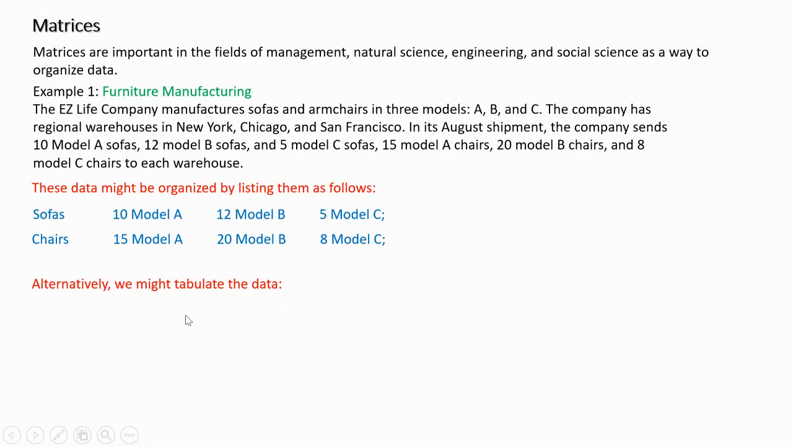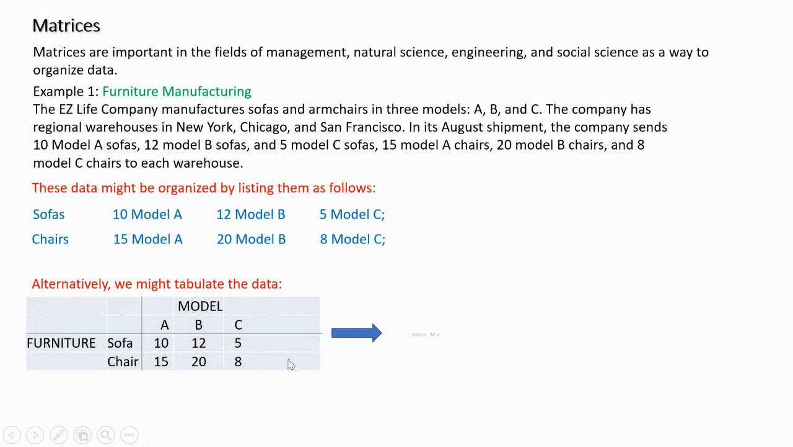Alternatively, we might tabulate the data. This is like an invoice. This is the furniture, which is sofas and chairs. This is the models, A, B, and C. So there are 10 Model A sofas, 12 Model B's, and 5 Model C's. And same thing with the chairs. There are 15 Model A's, 20 Model B's, and 8 Model C's. So it can be organized in this manner, or also in this manner here, like tabulated data.